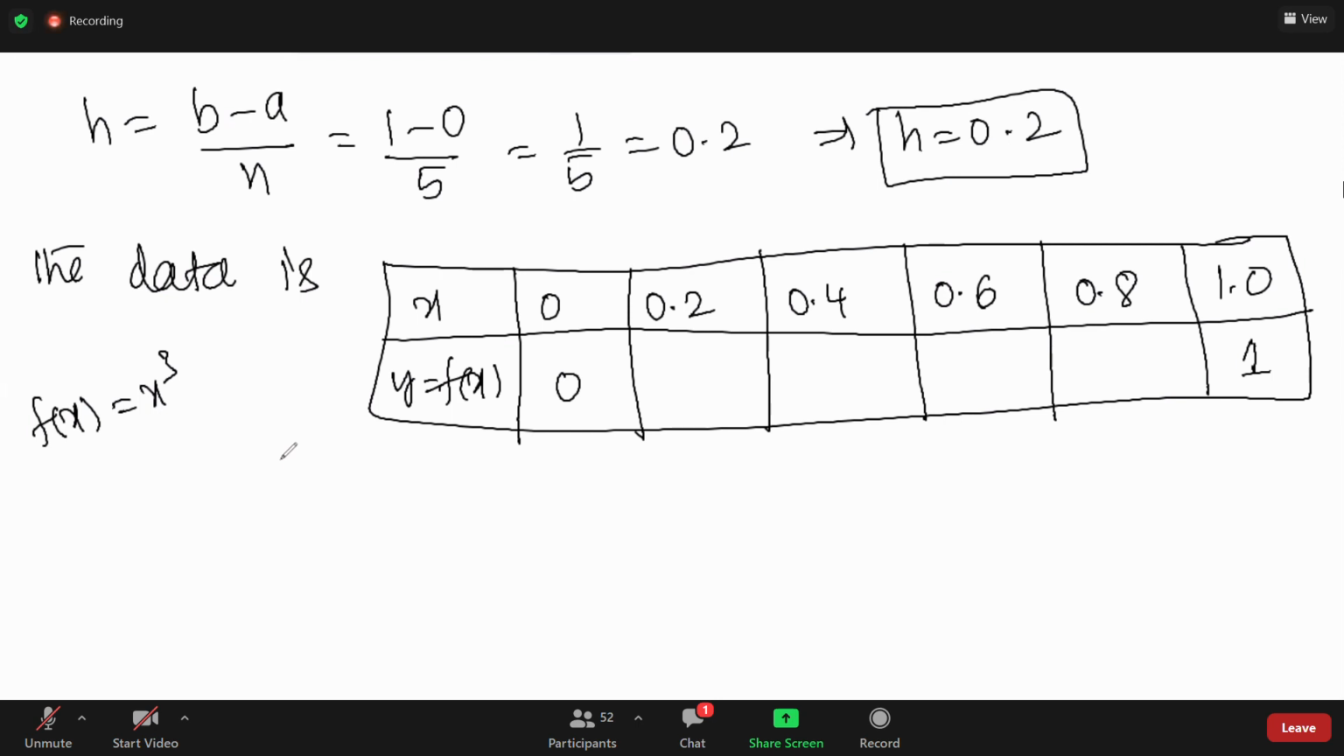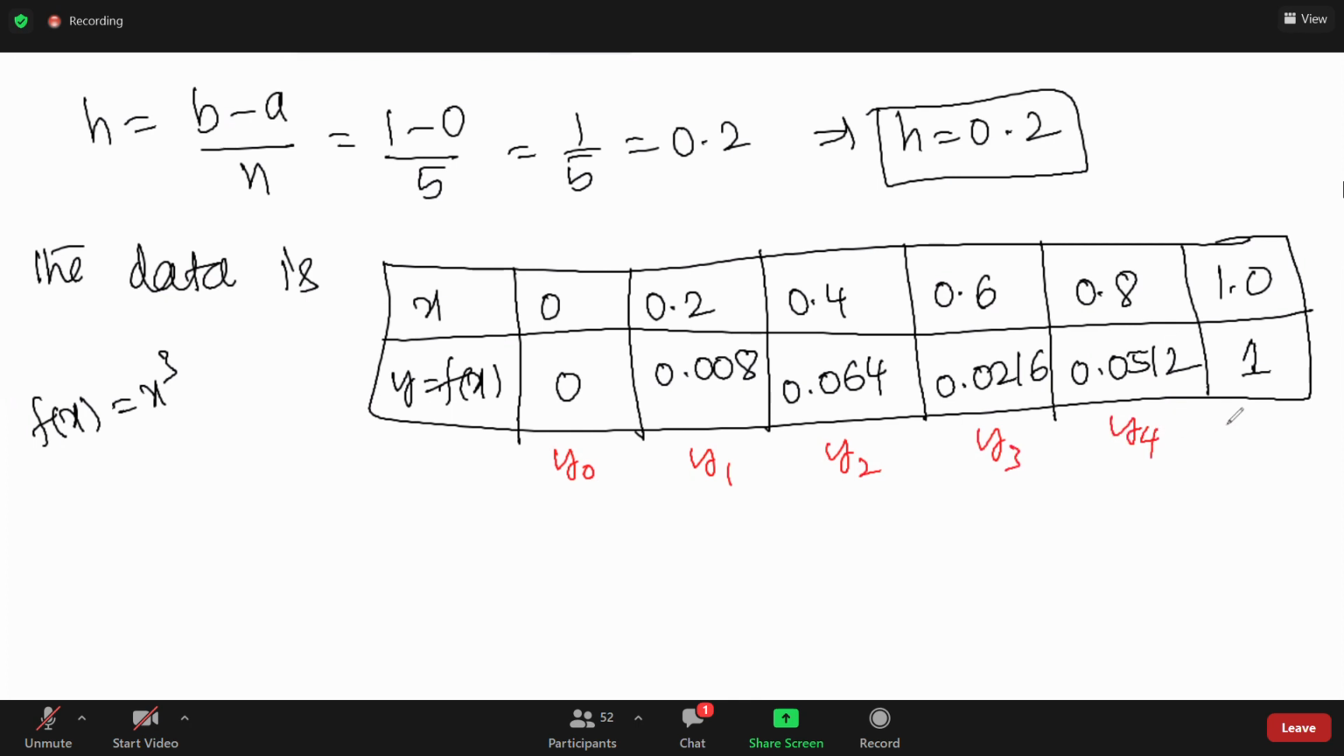What is 0.2 whole cube? 0.008. This is 0.064. 0.216. 0.512. So this is y0, this is y1, this is y2, this is y3, this is y4, this is y5. So this is x0, x1, x2, x3, x4, x5.